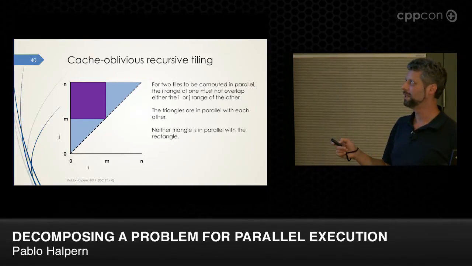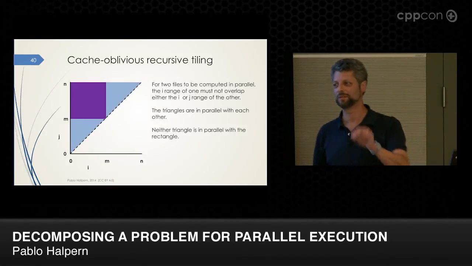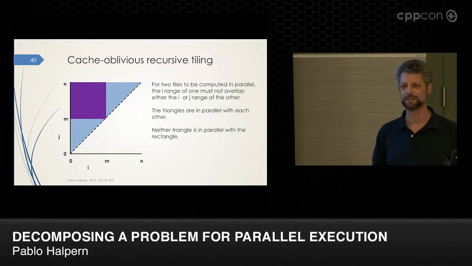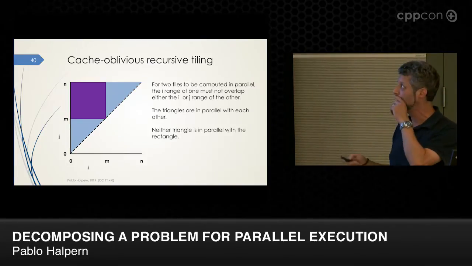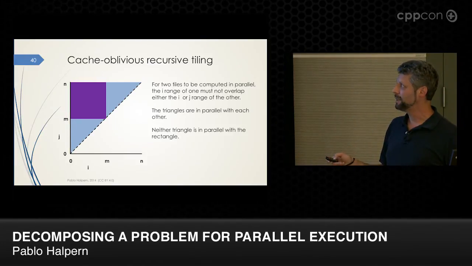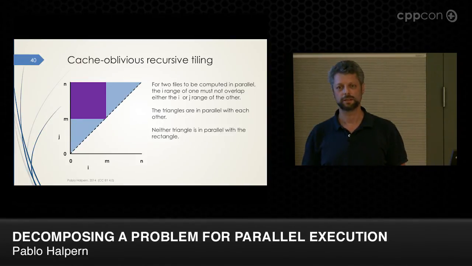And that also means that if you transitively apply this, it means the J range of one can't overlap the I or J range of the other as well. Okay? It doesn't even have to be stated because it's automatically implied by this statement. Okay, so in this case, the triangles are in parallel because they have disjoint I and J ranges.